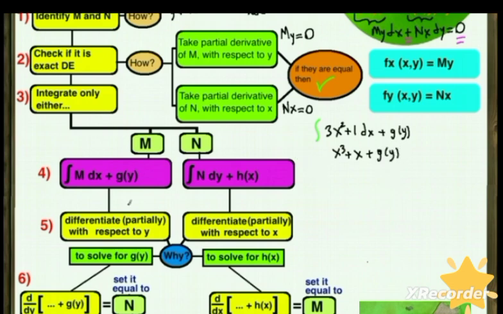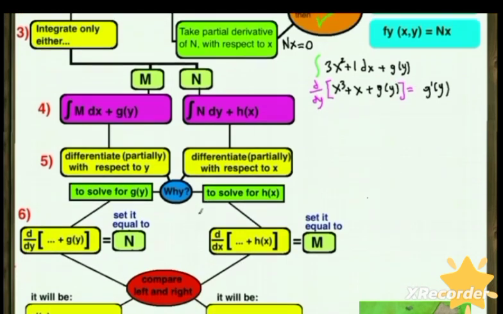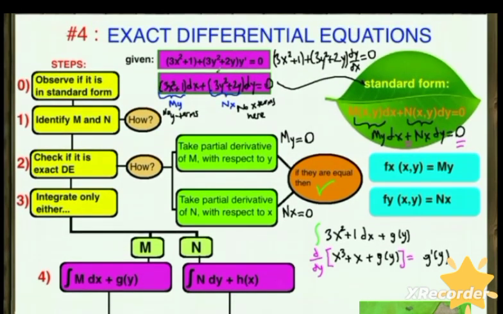Our next step is to differentiate this function partially with respect to y. Why are we doing that? Because our main aim is to solve for g of y. So if we differentiate this function with respect to y, the derivative of this is 0, because there is no y term here. This is 0, no y here. This will be g prime of y. So what we get from this differentiation is only g prime of y. Now we're going to set this equal to the N part of the original function. And what was the N part? 3y squared plus 2y.